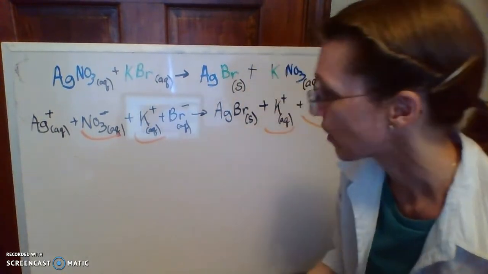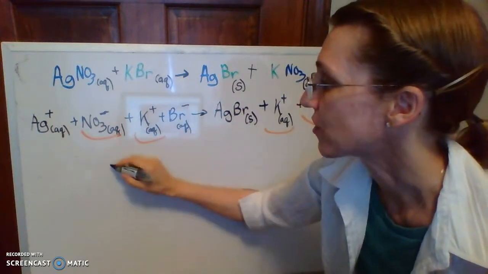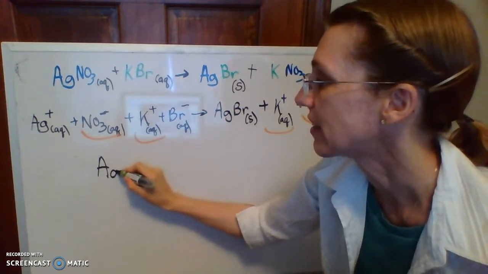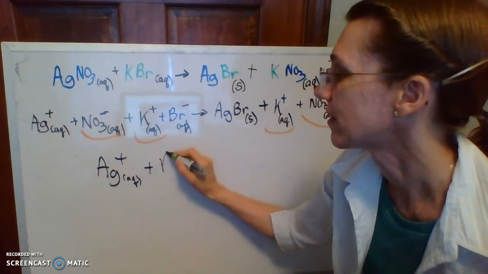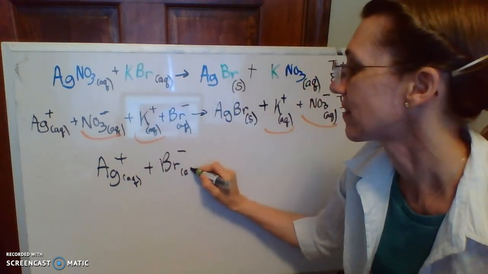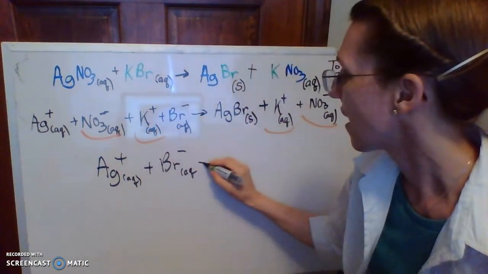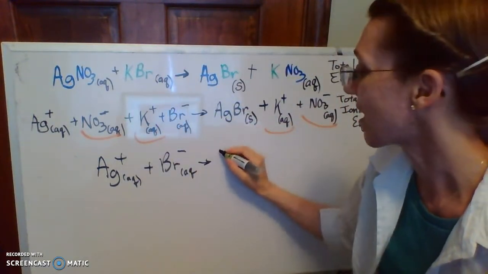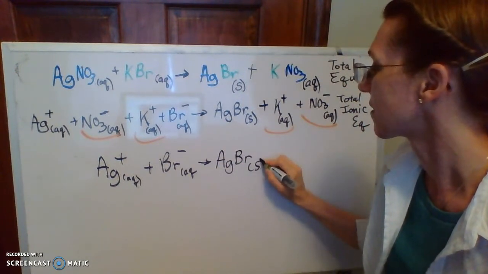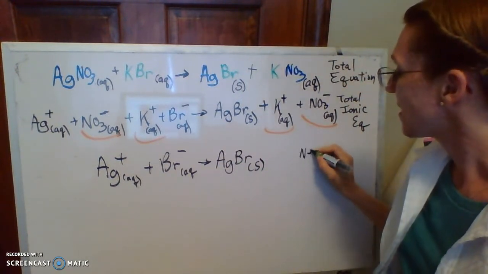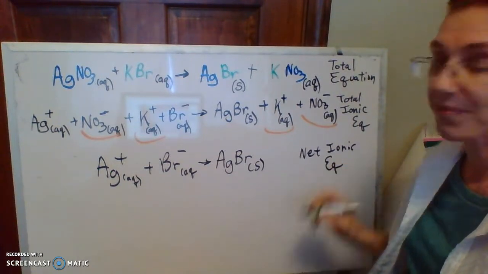So now we want to write the net ionic equation. And the net ionic equation is just going to be bringing down those guys that are not spectators. They are the ones that are actually doing the chemistry. And don't forget your AQs over here. So Br minus. And we're going to have it go to a solid. This is the net ionic equation. Okay.